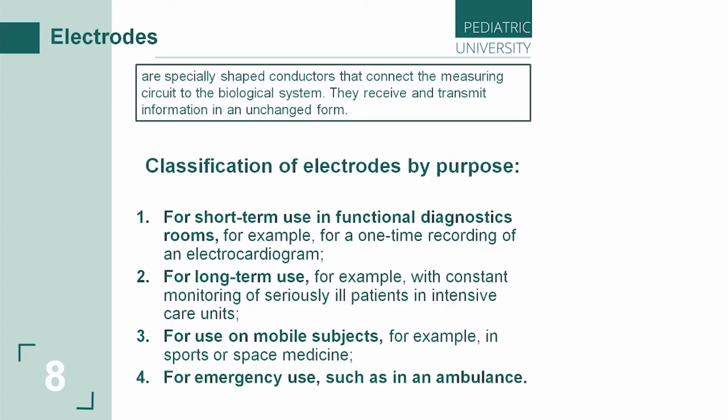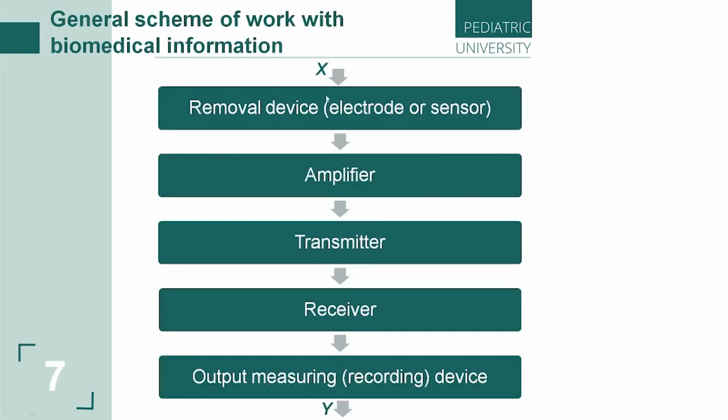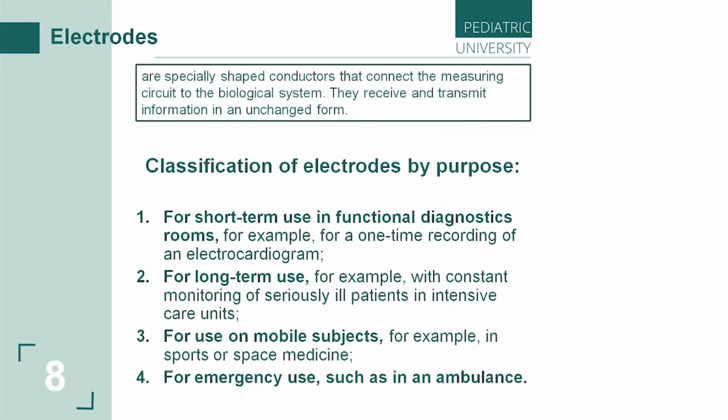Again, electrodes are a simple device that can take the information from the body and transmit it in unchanged form. The same signal goes out from the electrode to the amplifier, the second part. So without changing, only take and give. So now let's see the classification of electrodes.